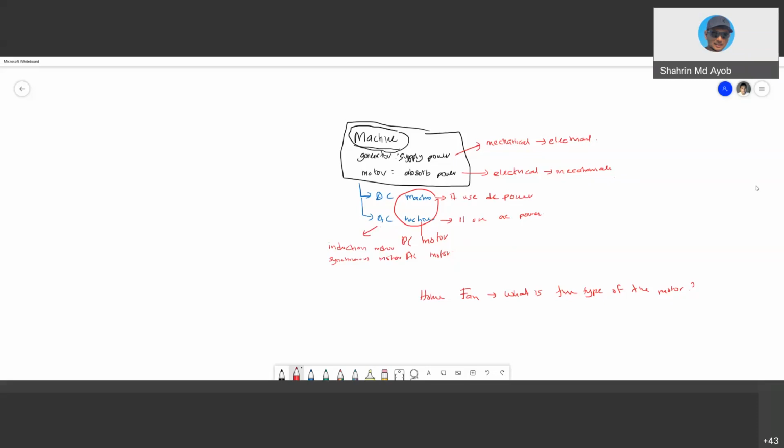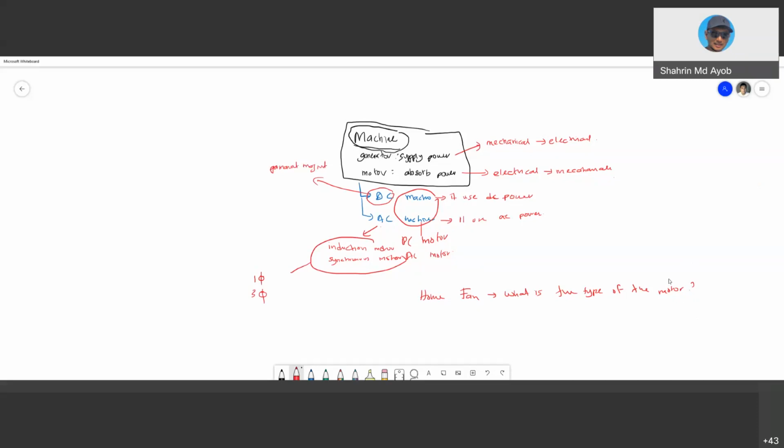Under induction and synchronous motors, we have single phase motors and also motors that use a three phase supply. And for the DC motor, we have permanent magnet and several other types, so I don't want to name them all. For the home fan, some of you said AC motor, some DC motor. It's quite general.